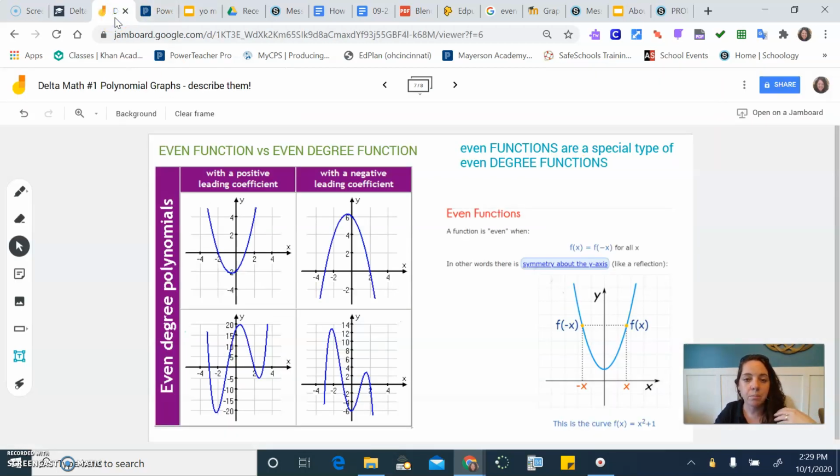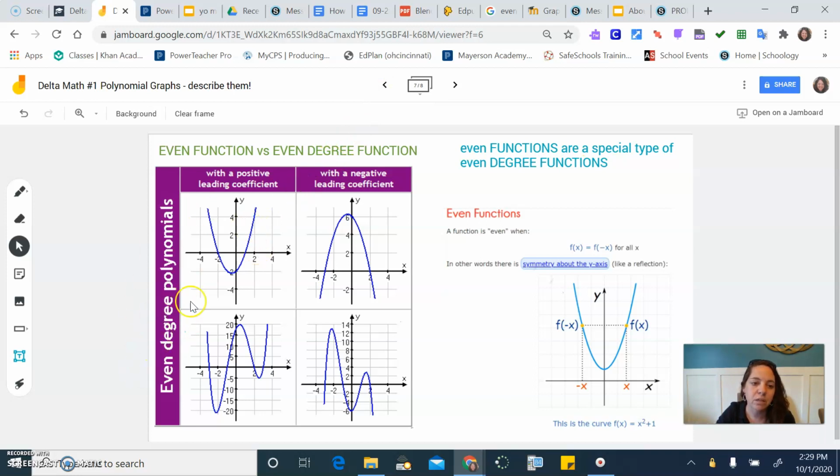So I've been thinking about the best way to explain it. And here's my best shot. Even functions are a special type of even degree function. So there's even degree functions and odd degree functions. Okay, so it's two big umbrellas. Underneath them are special types called even functions and odd functions. So let me tell you the big difference and a little bit about them.